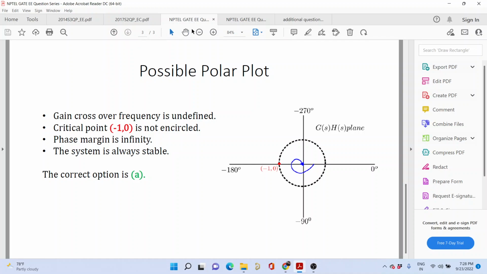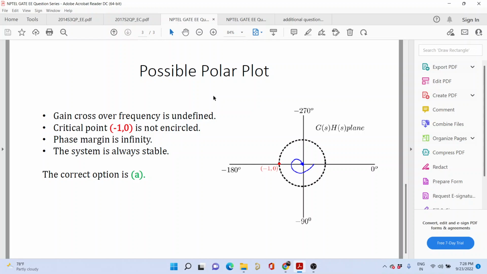Sir, please explain this with the formula. You write that in your paper: the number of encirclements N is equal to Z minus P. This P is the number of open loop poles on the right hand side of the S plane. Z is the number of closed loop poles in the right hand side of the S plane.